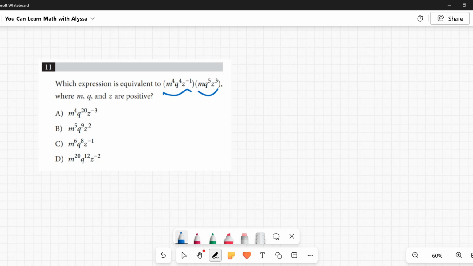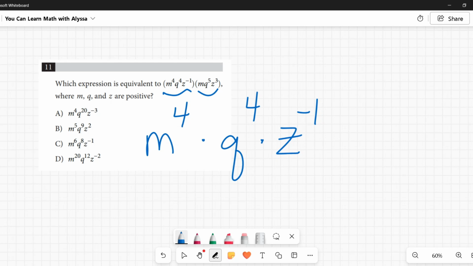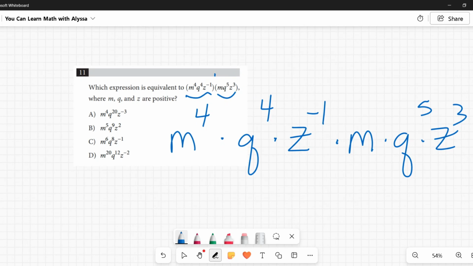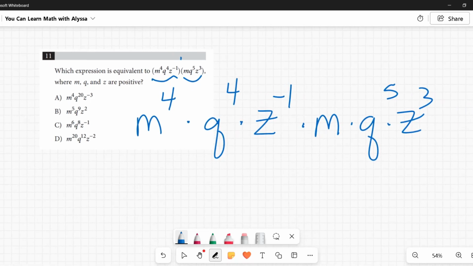So m to the fourth, q to the fourth, z to the negative 1 is the same as m to the fourth times q to the fourth times z to the negative 1. And the parentheses is another way of saying times in between. So all that is times m times q to the fifth times z cubed. And there's nothing in here, no negative saying all of this is negative, that means we can't just write it like this and then reorder them. It really is just combining like terms, multiplying the like terms by each other.